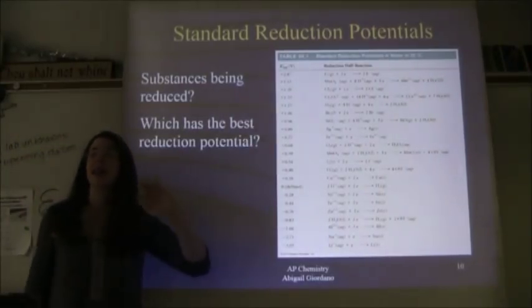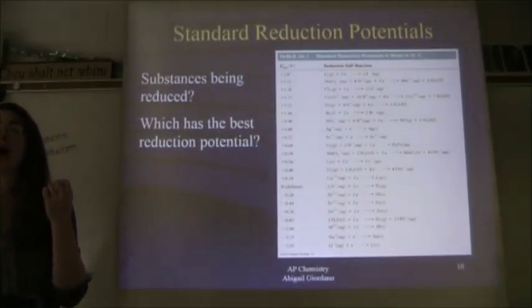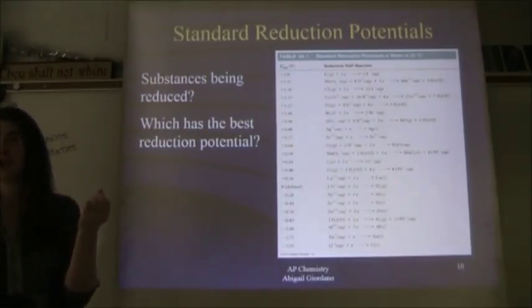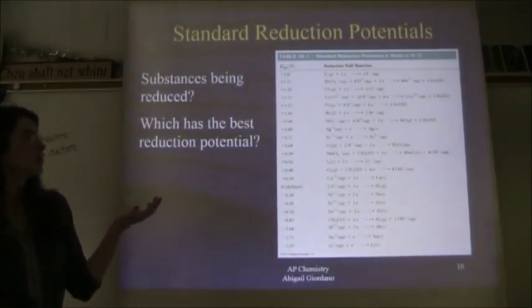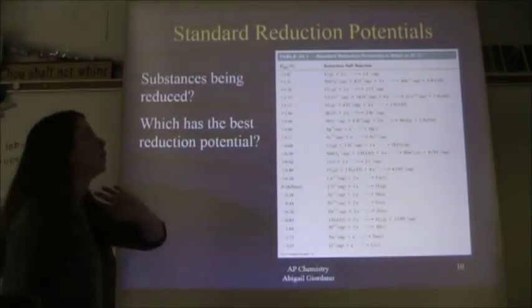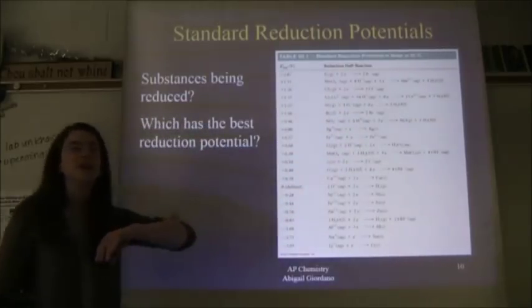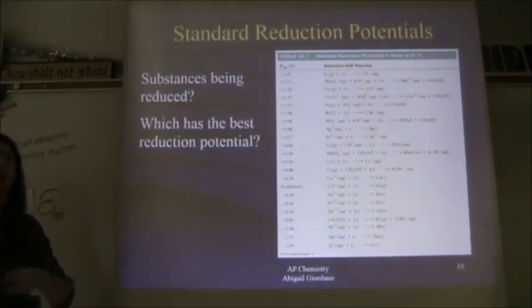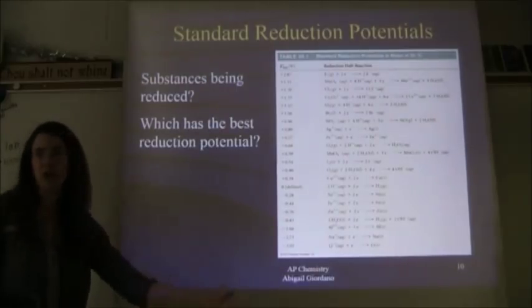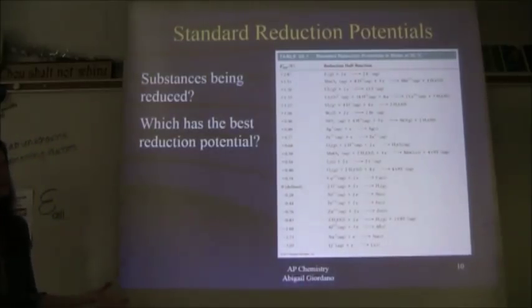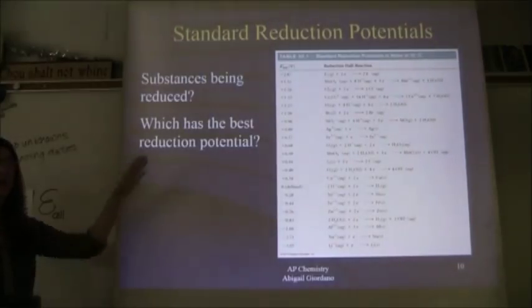The one that is the most positive in its potential. So what element is that? Fluorine. Fluorine gas is the most favored, the most spontaneous reduction on this chart. Okay? Now that wasn't so hard.